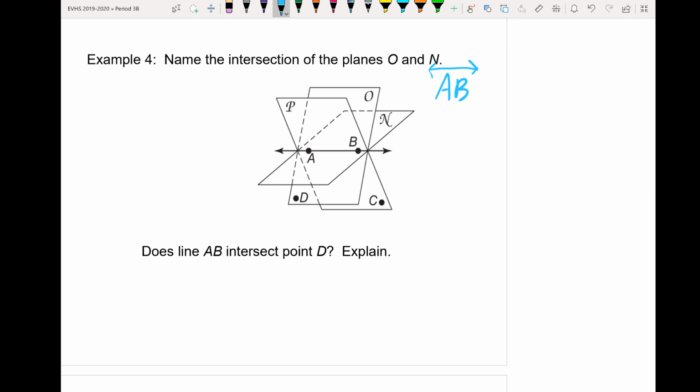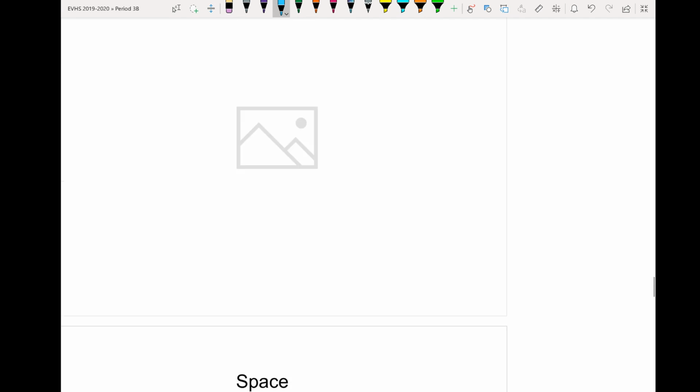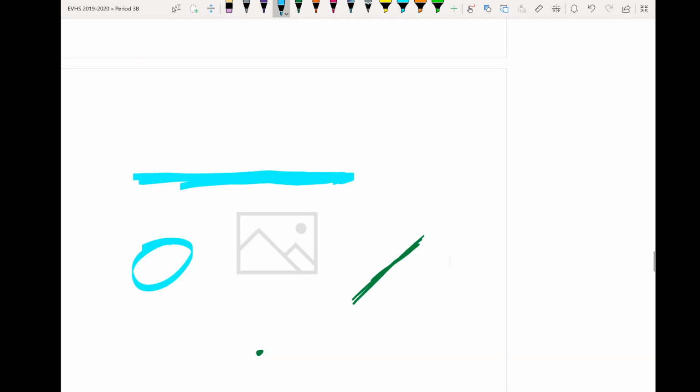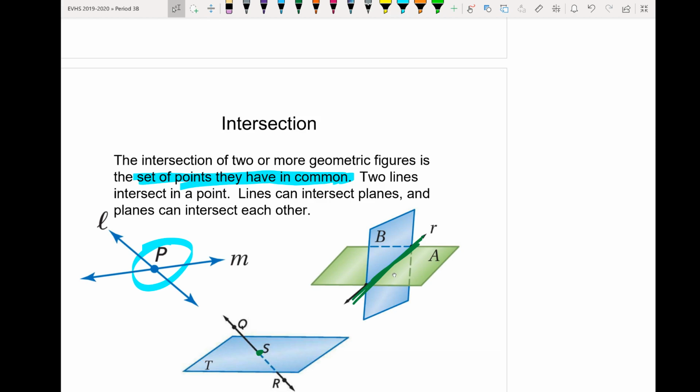Now, does line AB intersect point D? No, definitely not. Because we've got AB over here, D is down here. But why do they not intersect? Let the definition be your answer. What's the definition of intersection? It's not crossing each other. I highlighted it in blue: it's the set of points that they have in common. And do these things have anything in common? No, they do not.